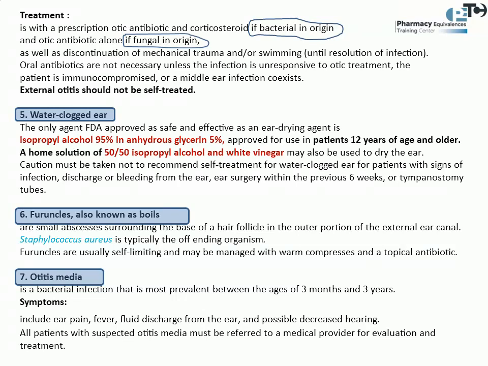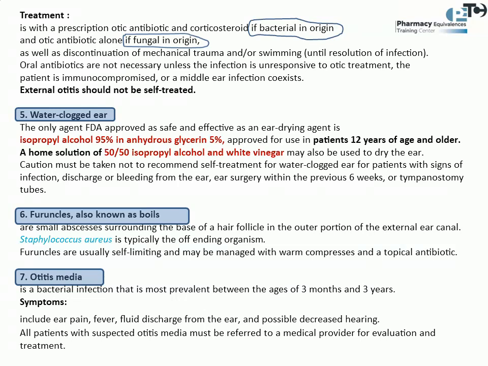The next condition is called furuncles or boils. Furuncles or boils are small abscesses surrounding the base of a hair follicle in the outer portion of the external ear canal. The causative organism is Staphylococcus aureus. Also, furuncles must be referred to a medical provider or physician.